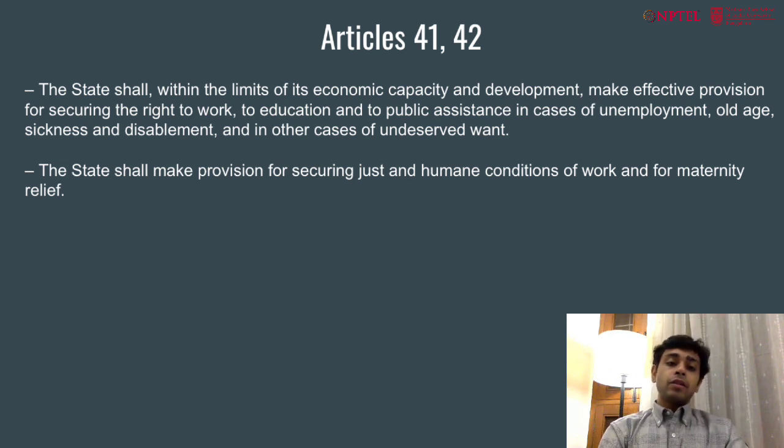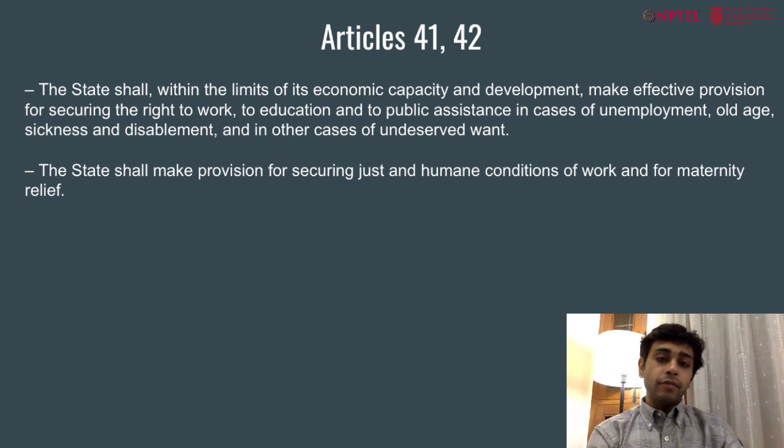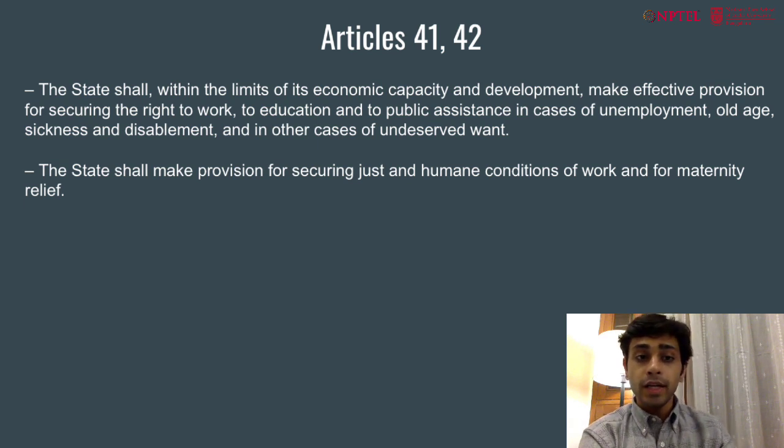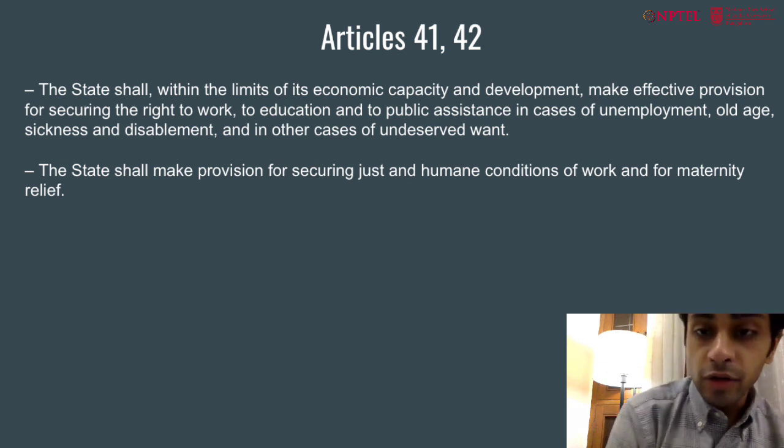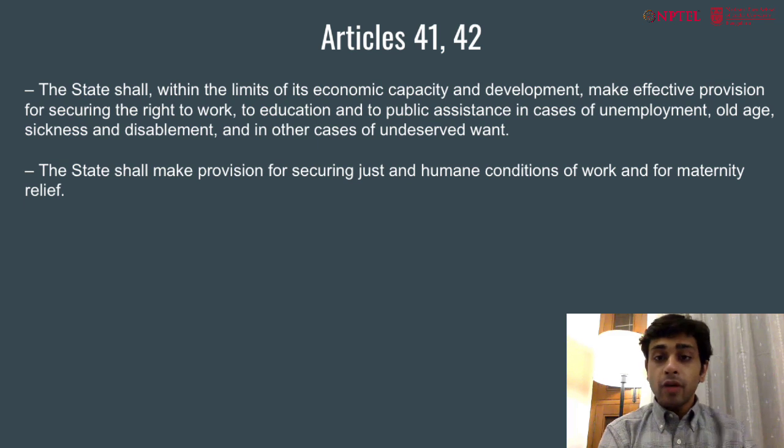Moving on now to Articles 41 and 42 of the Directive Principles. Article 41 notes that the state shall, within the limits of its economic capacity and development, make effective provision for securing the right to work, to education, and to public assistance in cases of unemployment, old age, sickness and disablement, and in other cases of undeserved want. What Article 41 therefore commits the state to is to ensure that no individual is deprived of the important rights to work, to education and to public assistance because of these various disabling factors.